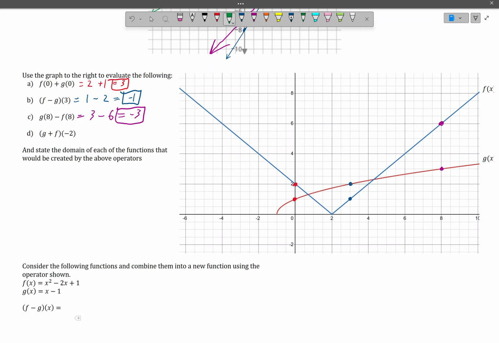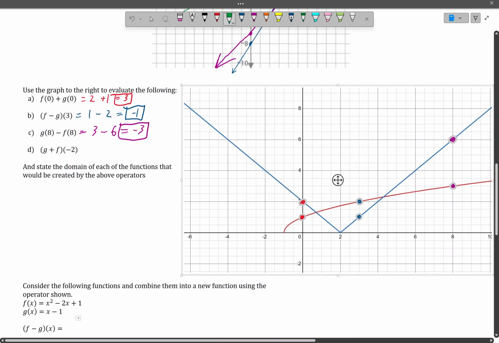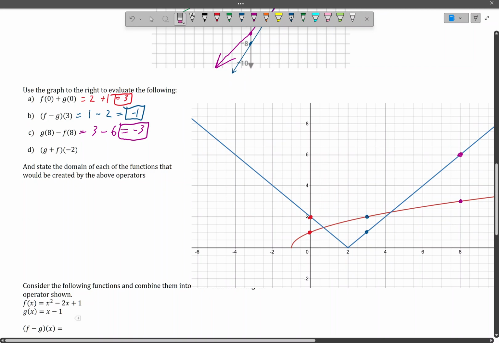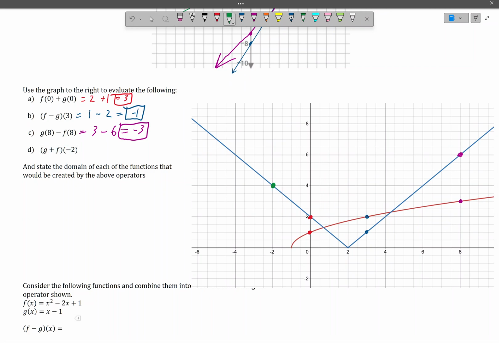Okay, g plus f of -2. So at -2, we have this value here, and that value is 4. But what value do we have for the g function? We don't have a value. It does not exist. So if we have a situation where it does not exist, we're just going to say the whole answer does not exist. We can't add or subtract something and have a result if half of that thing does not exist.